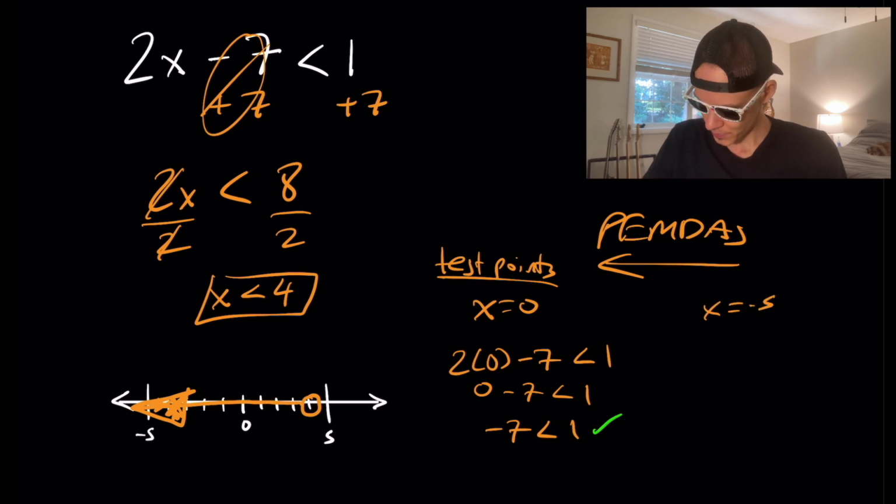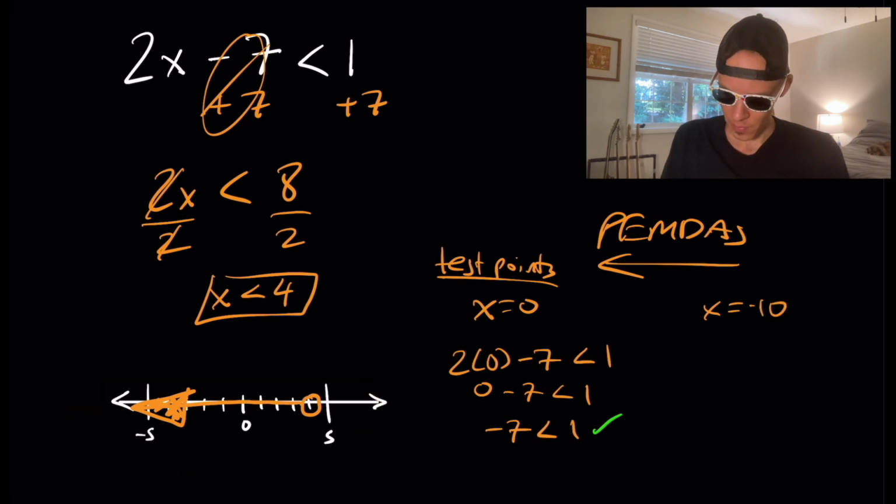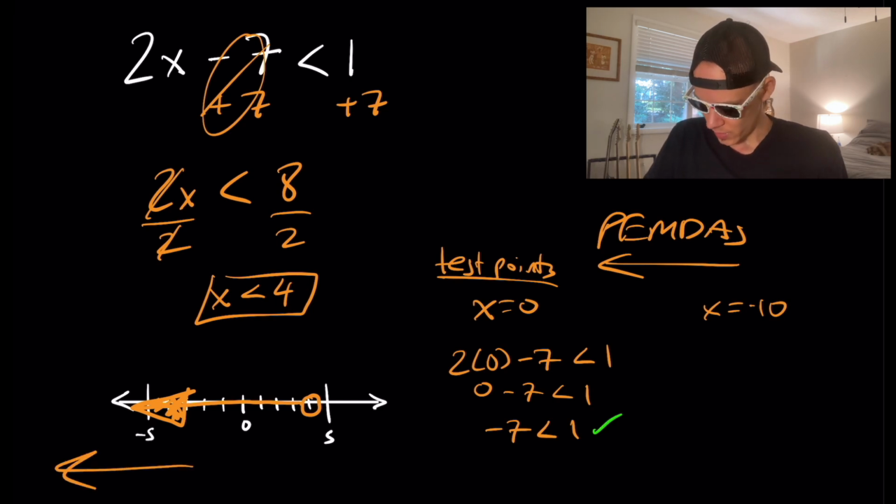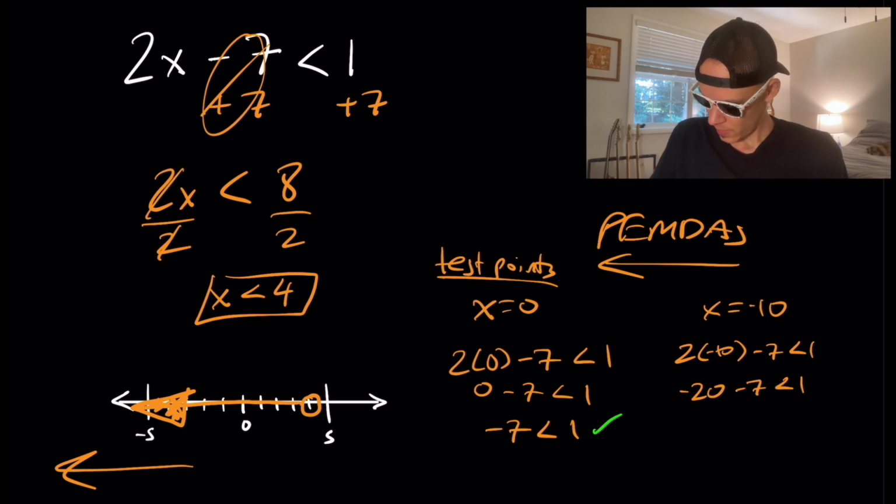Let's do negative 5. Why not? Or how about negative 10? It's not even in the range of our number line here, but remember this arrow, this orange arrow, it keeps going to the left. So we'll have 2 times negative 10 minus 7 is less than 1. 2 times negative 10 is negative 20 minus 7 less than 1. Negative 20 minus 7 is negative 27, and that's definitely less than 1.